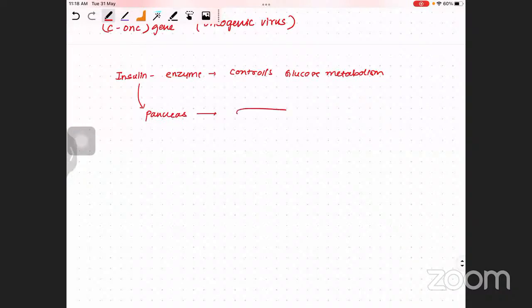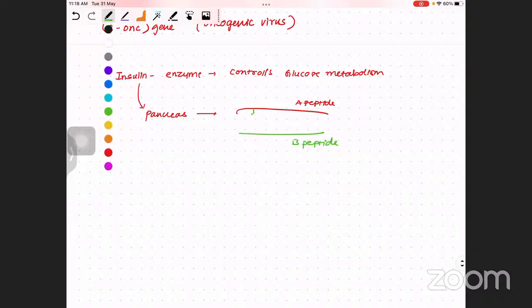There are two portions of insulin. One we call the A peptide. Then it has a B peptide. But the A peptide and B peptide are linked together by a disulfide bond like this. So there will be disulfide bonds here. So this is activated insulin.